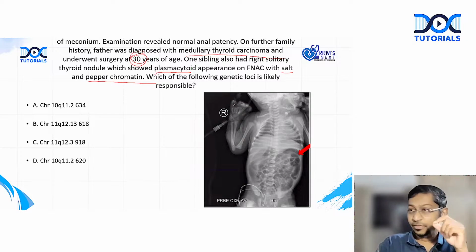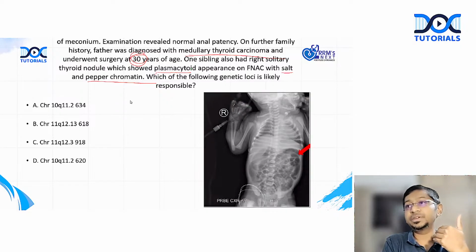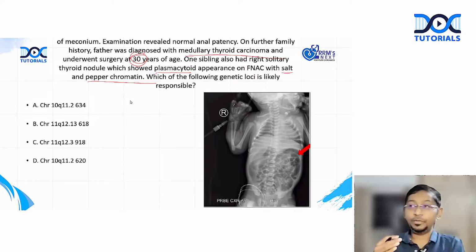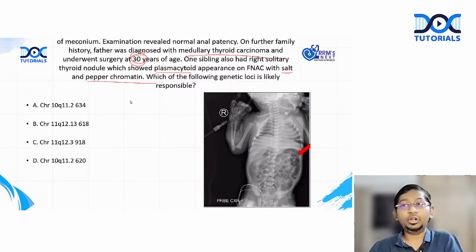So now we have a clinical picture here of basically a strong family history of medullary thyroid cancer, and we also have this neonate who is unable to pass meconium. So this is basically a clinical picture of a Hirschsprung's disease-like syndrome along with medullary thyroid cancer, along with familial medullary thyroid cancer.